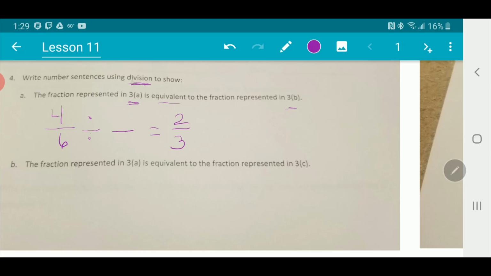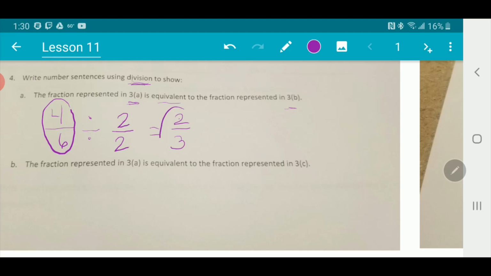You need to think, what is 4 divided by what would give us 2? Remember, if that's confusing, you could always think of it as a multiplication sentence as well. 2 times what equals 4? Either way, our answer would be 2. So 4 divided by 2 is 2, or going the other way, 2 times 2 is 4. We're going to do the same thing on the bottom. 6 divided by what would give us 3? 6 divided by 2 would equal 3.